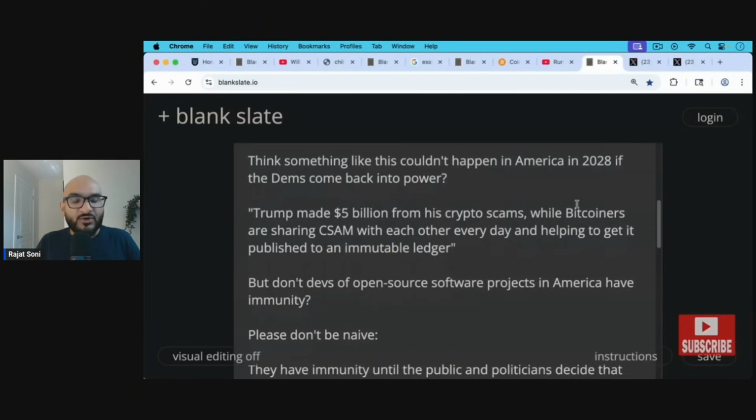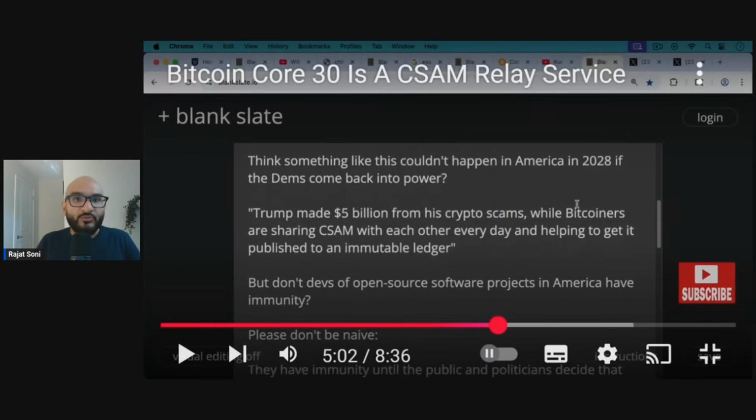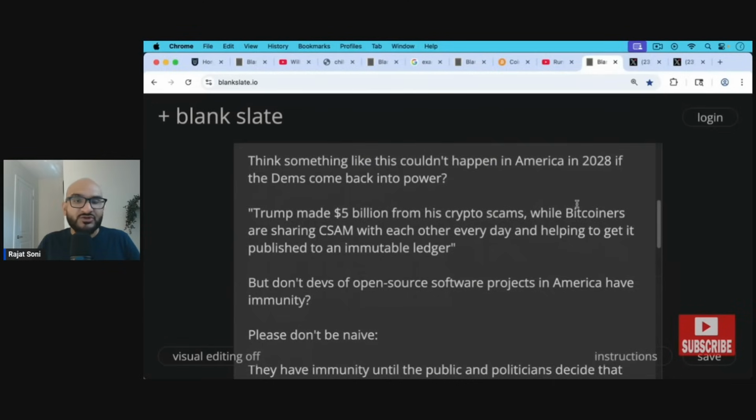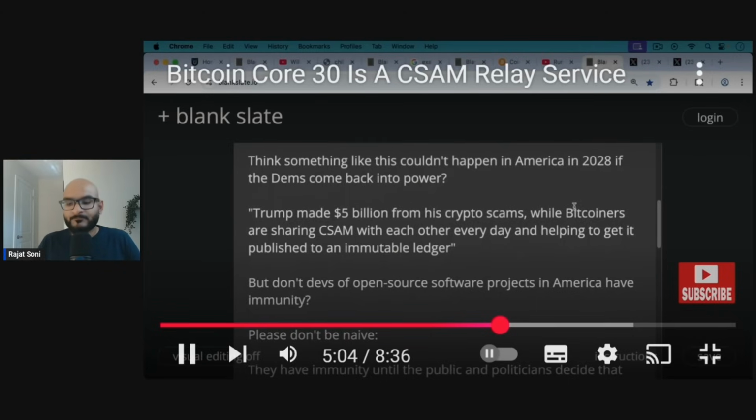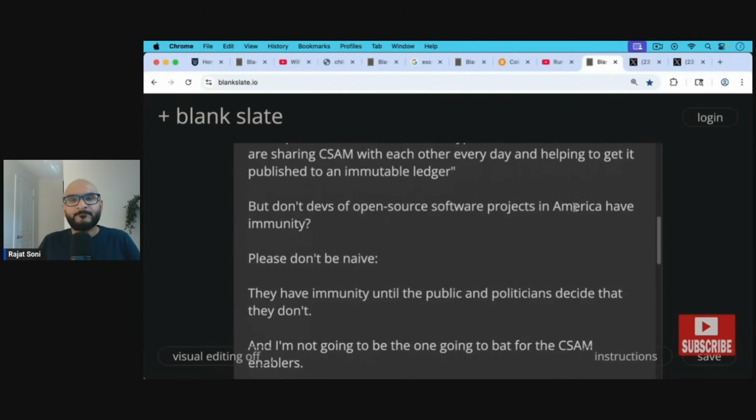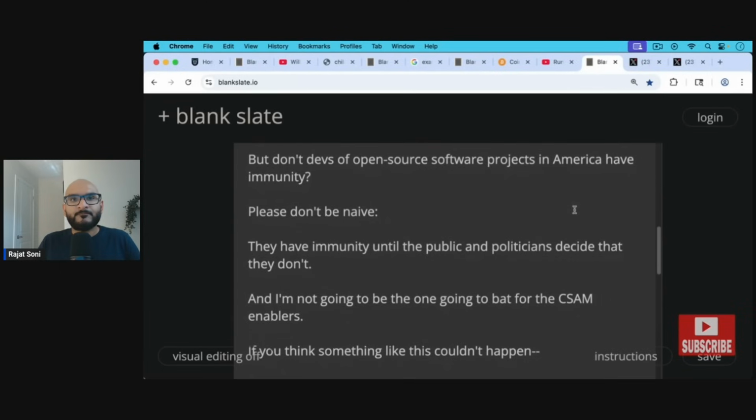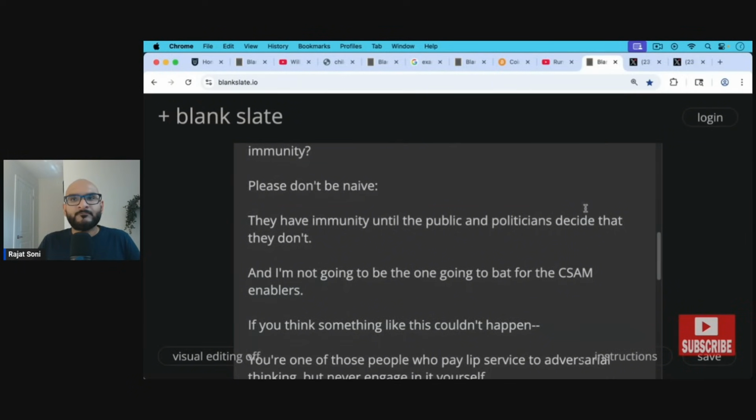If somebody's using the Bitcoin network to send and receive inappropriate pictures, then you would be right, regardless of which side of the political spectrum you are, to attack Bitcoin. But don't devs of open source software projects in America have immunity? Please, please don't be so naive. They have immunity, of course, until the public and politicians decide that they don't have immunity anymore. And I'm not going to be the one going to bat for the CSAM enablers.